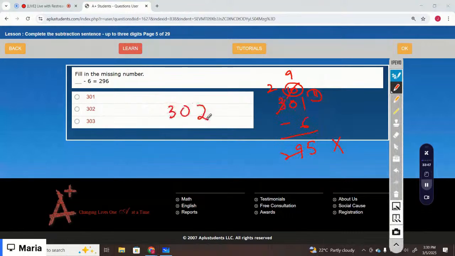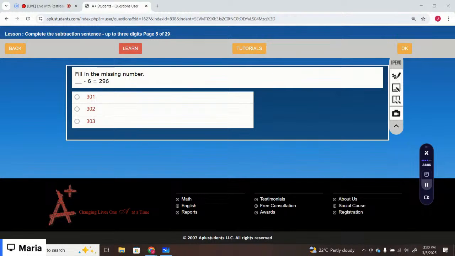Let's just check with the second one. That is 302 take away 6. So we need to borrow 1 from here. That makes 2, and 10 here. That makes 9. 12 take away 6 is 6. 9 and 2. So that is option number 2. 302 take away 6 equals 296.